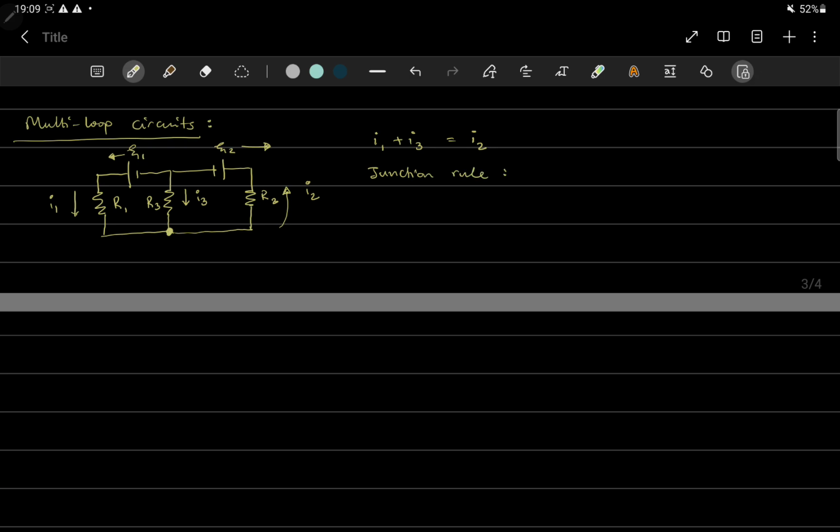which basically states that the sum of the currents entering any junction must be equal to the sum of currents leaving the junction.